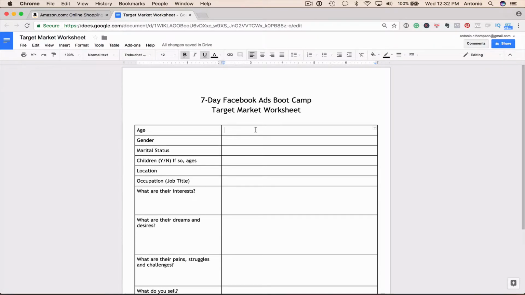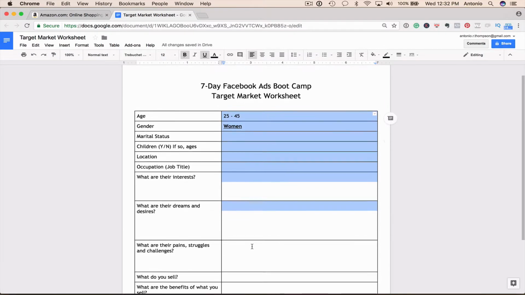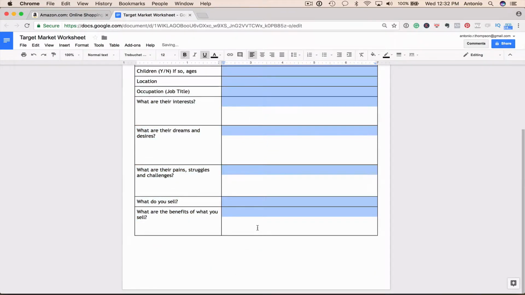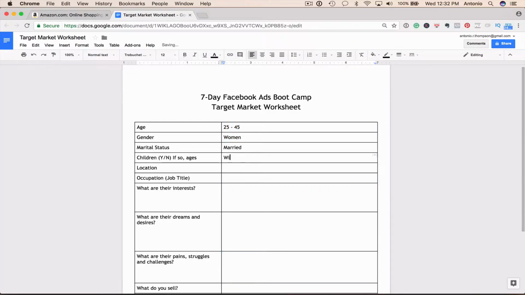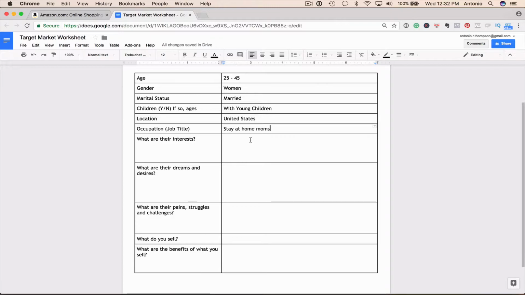So I'm going to focus on women between the ages of 25 and 45, right? And let's say they're married, right, with young children, and let's say they're in the United States, right? And occupation, let's say they are stay-at-home moms, right? And so their interests, right? I'm in a health and wellness company.